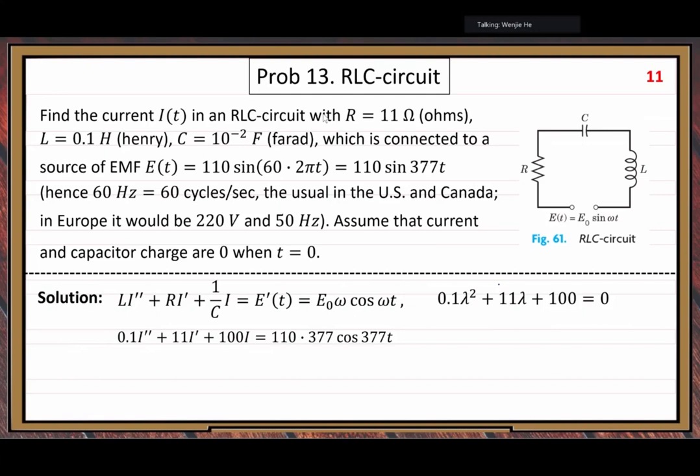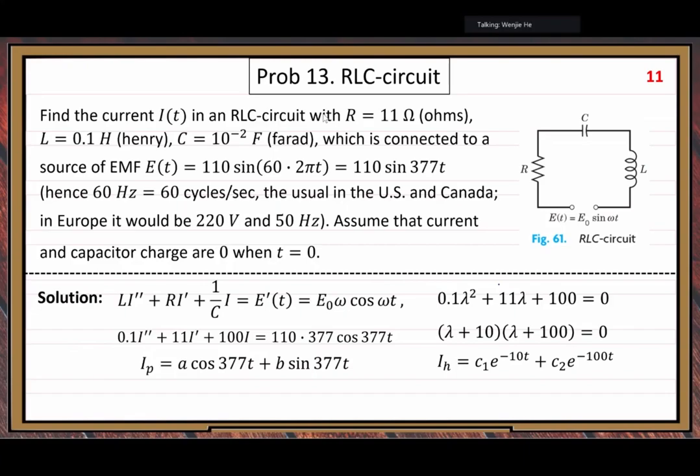So the characteristic function of the homogeneous equation gives us two solutions. So we can write IH first easily: IH with C1, C2. Later we will use the two initial conditions to find C1, C2.